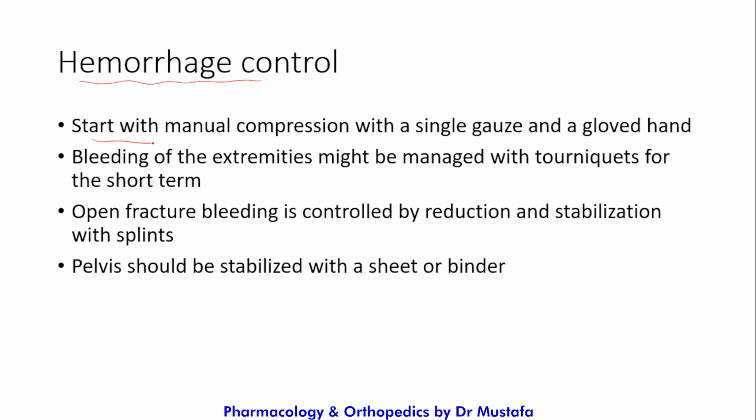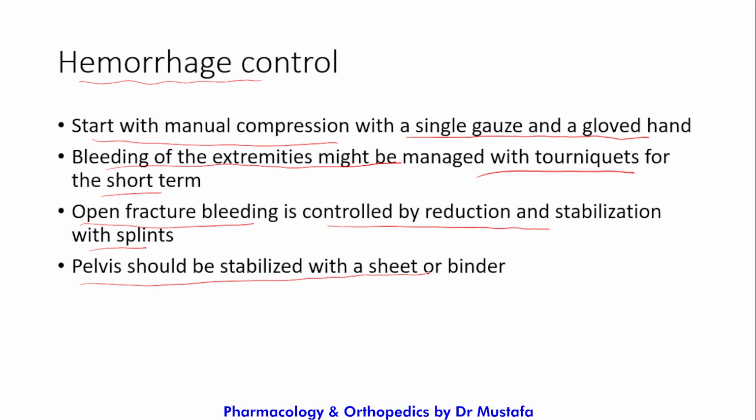Start with manual compression with a single gauze and a gloved hand. Bleeding of the extremities might be managed with tourniquets for the short term. Open fracture bleeding is controlled by reduction and stabilization of the fracture with splints. And the pelvis should be stabilized with a sheet or a binder to limit the bleeding.